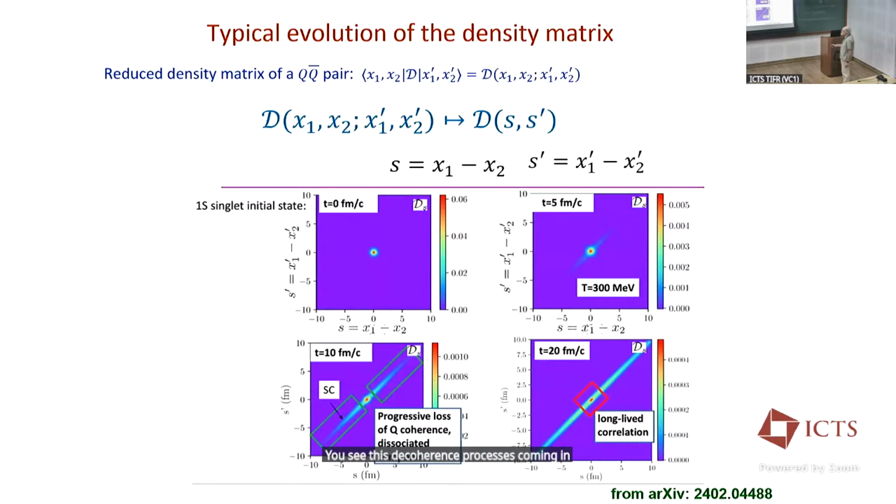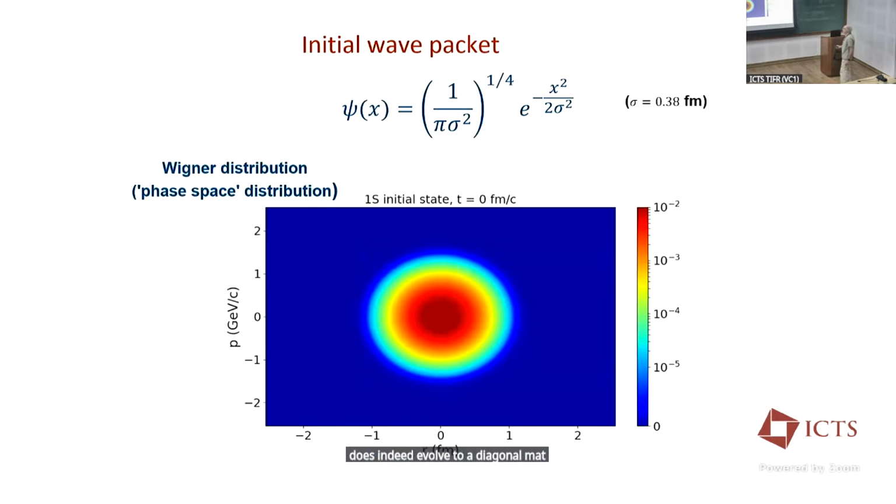The density matrix becomes more and more diagonal. You see there is a little red spot here. The color code is increasing density from blue to red. There is still a bound state remaining here at time 20 Fermi. But the major thing which I want you to remember is that the density matrix does indeed evolve to a diagonal matrix.